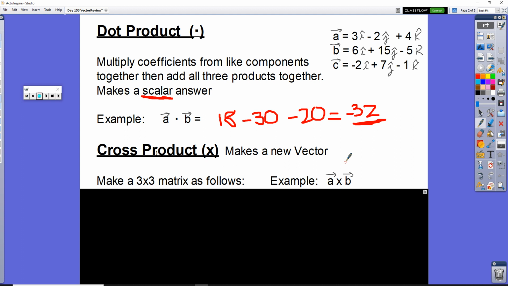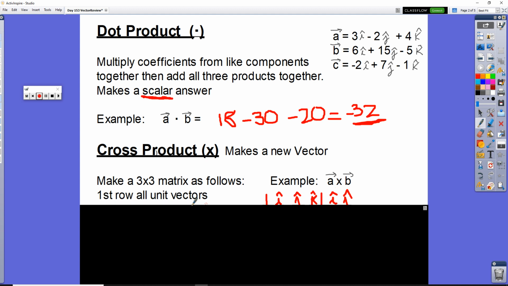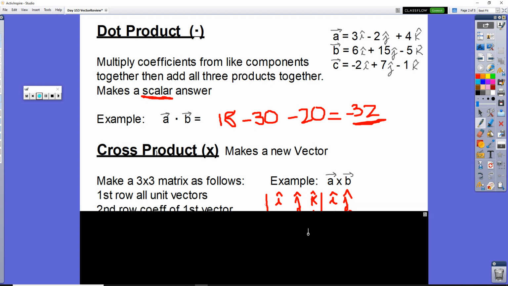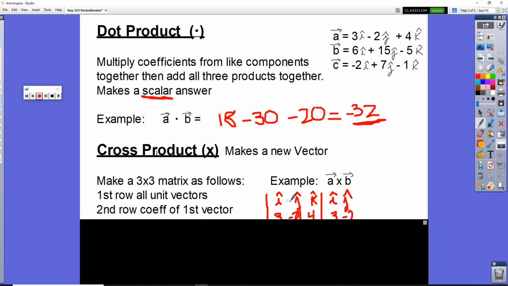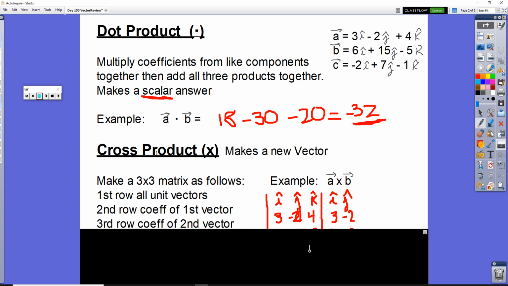Here's your vectors up here, 3i minus 2j plus 4k, and 6i plus 15j minus 5k. So the first thing you do is you make a 3 by 3 matrix. And into that top row, you put the standard unit vectors, i, j, k. Into the second row, you put the coefficients from whichever vector came first, in this case, A, so it's going to be 3, -2, 4 across the middle row.